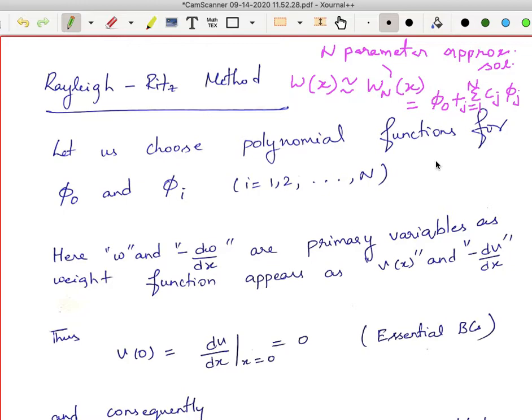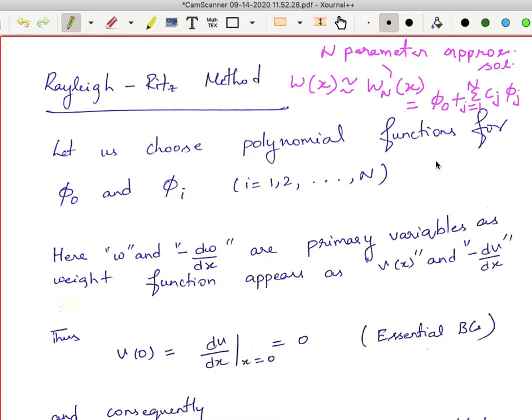Now in this problem, what are the essential boundary conditions? They are w at 0 equals 0 and dw by dx at x equals 0. Very good. So in this particular problem, there are two primary variables, w and dw by dx. Physically, one primary variable is deflection and the other is slope. Now at x equal to 0, that is at the fixed end, deflection and slope are both 0.